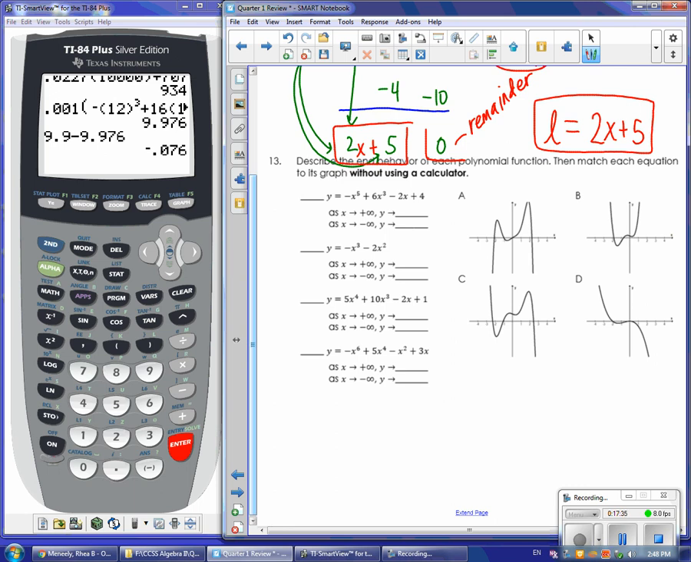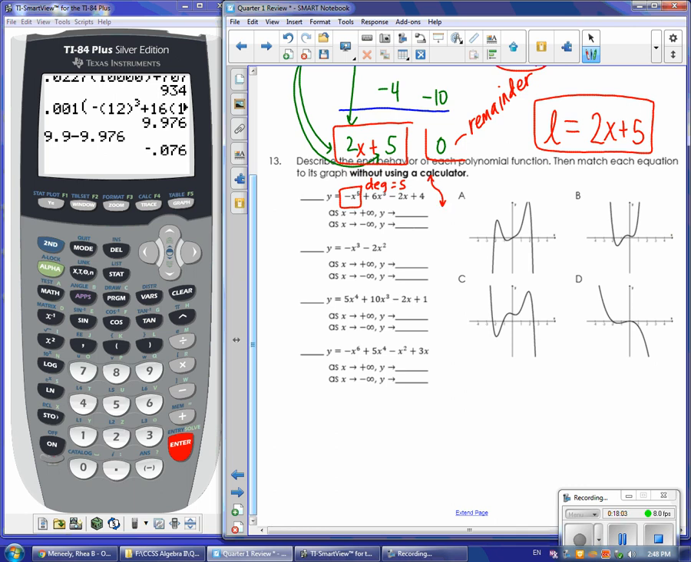The function is y equals negative x to the fifth plus 6x to the third minus 2x plus 4. I can see that that equation is in standard form, so the only thing I really want to look at is that leading term. The fact that the degree is odd, that's the 5, must mean that it's an S-shaped graph. The fact that the leading coefficient is negative tells me that my function should be S-shaped and should be decreasing.